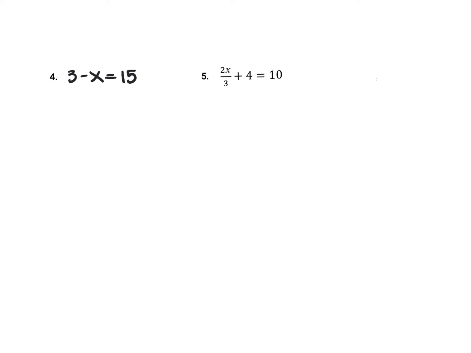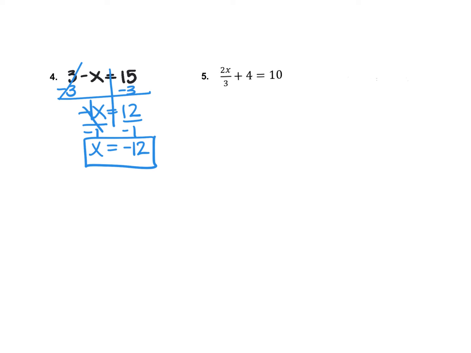All right, number 4, we have 3 minus x is equal to 15. All right, so I'm going to start here, and now this is a positive 3, so to undo the positive 3, we're going to subtract. And I have negative x is equal to 12. Now, we don't want to be left with a negative x, so I'm going to place a 1 right here so that I can then divide by a negative 1. And so I will take negative 1 divided by negative 1, and then x is equal to negative 12.